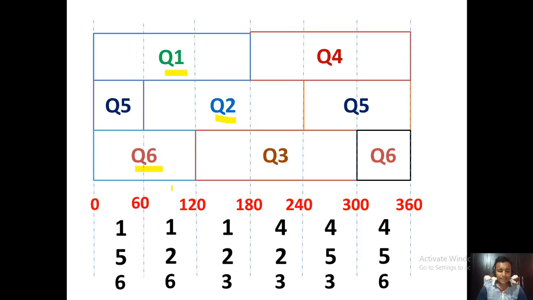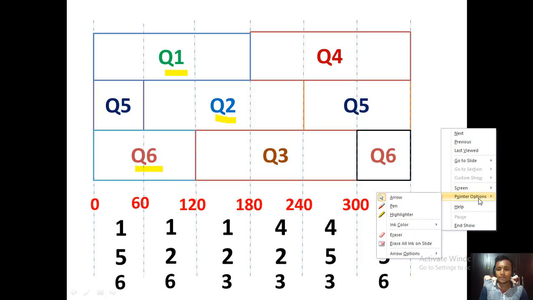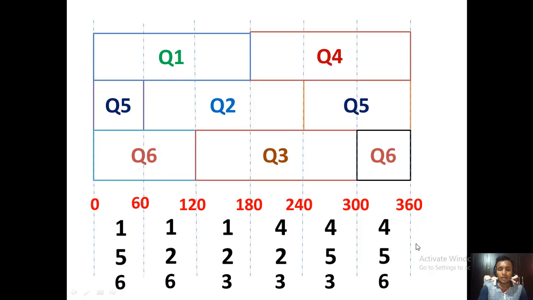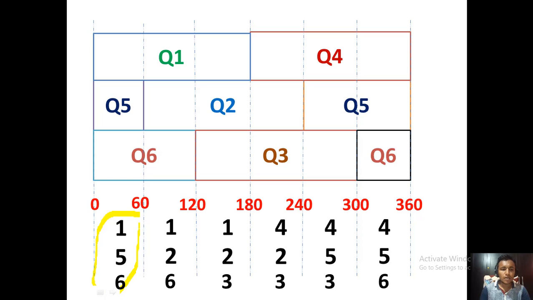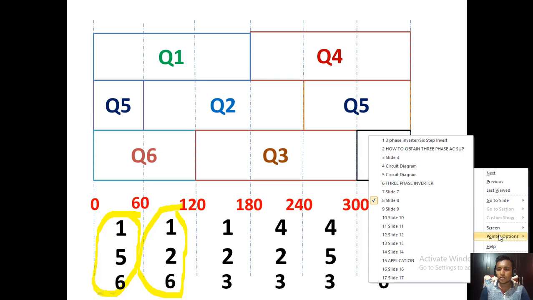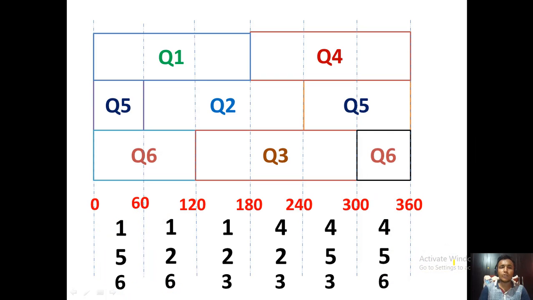So that is the sequence pattern. That means step 1, step 2, step 3, step 4, step 5 and step 6. That means a 3-phase thyristor inverter has 6 steps. In every step you can see three power semiconductor devices are on, that means three thyristors are on in every interval simultaneously.